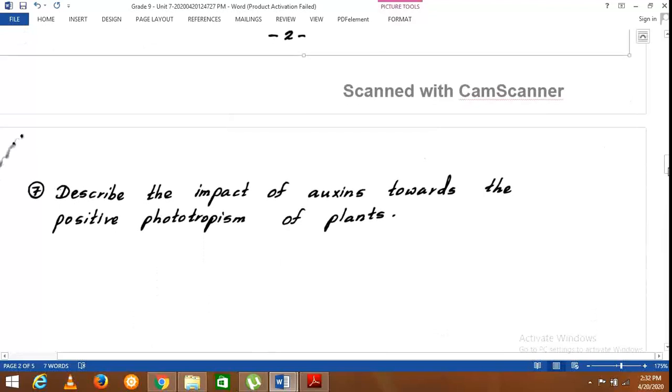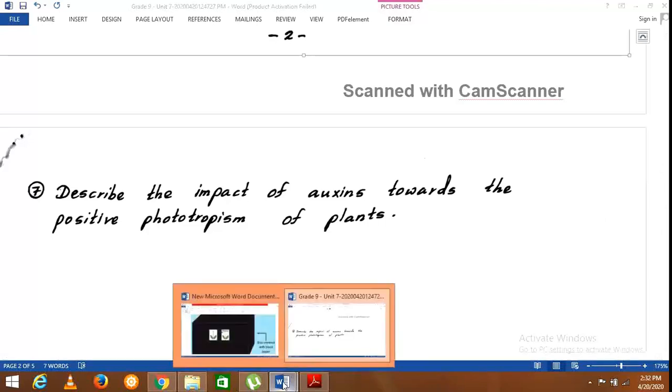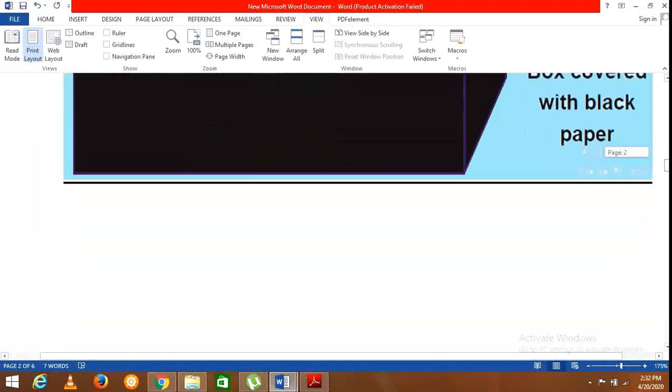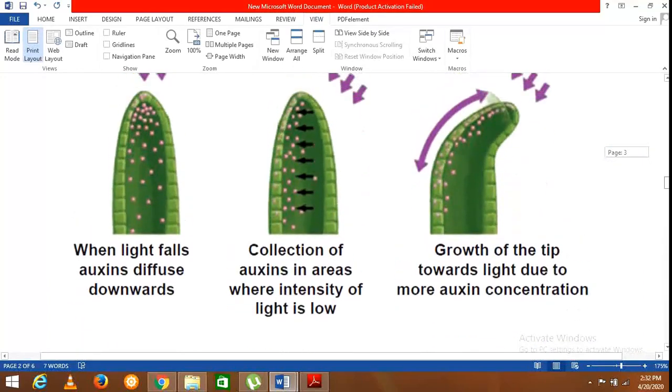Describe the impact of auxins towards the positive phototropism of plants. So actually this auxin is a growth promoting hormone, and it is produced in the tips of the plant shoots as well as roots. So you know, the tip of the root is known as the root apex and the tip of the shoot is known as the shoot apex. So these auxins are produced in the tips of both shoots and roots. Now we are going to show the impact of auxins towards the positive phototropism of plants.